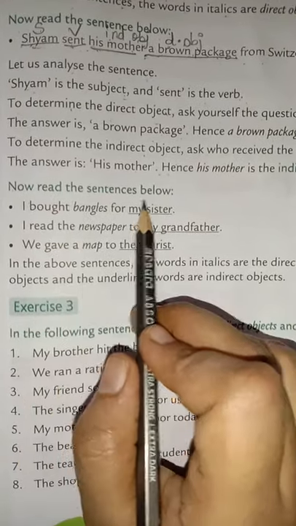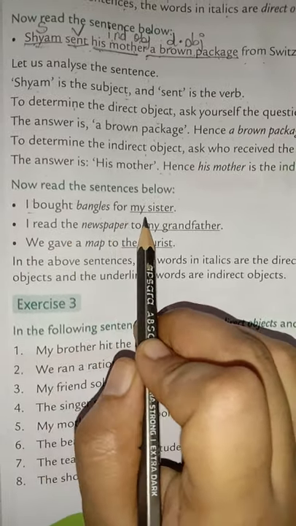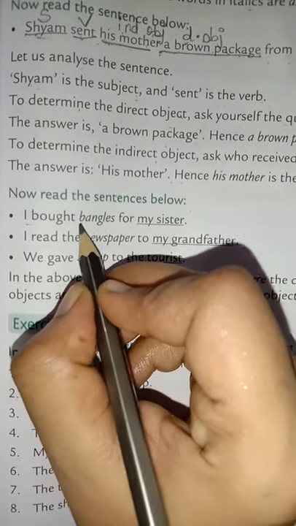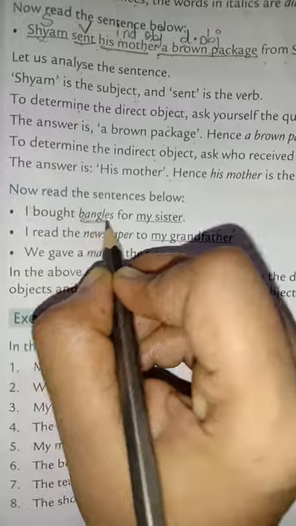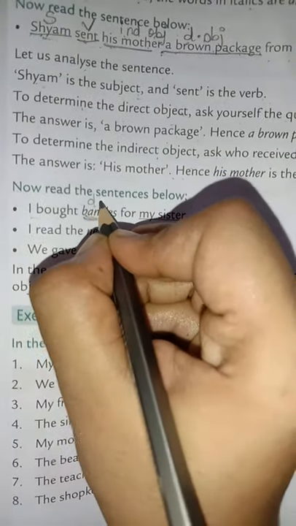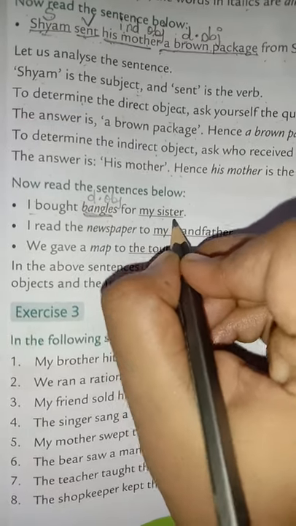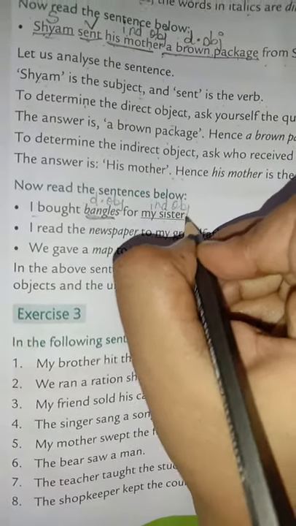Now read the sentences below. I bought bangles for my sister. So if you ask, what have you bought? Bangles. Okay. So, bangles is what here? Direct object. And for whom have you bought? My sister. So my sister is indirect object.